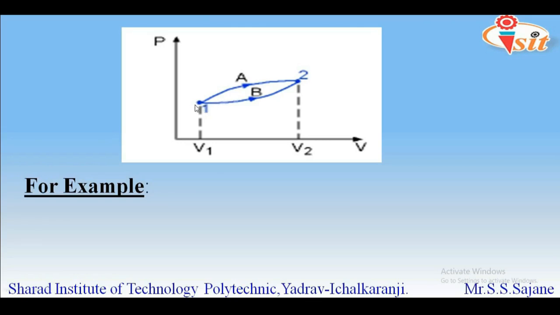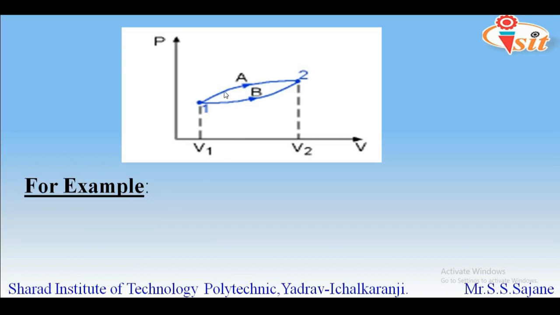Here we can see that the system is changing from state 1 to state 2, but this change can take place via two paths. That is, it can change from 1 to 2 via path A. Also, it can change via path B. In the examples, we have seen that heat and work are given as examples of path function. So if we consider the example of work, how do we calculate work? With the help of this diagram, we can calculate work by taking the area under the curve.